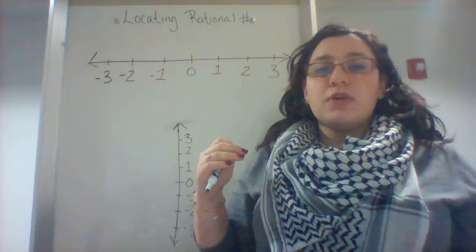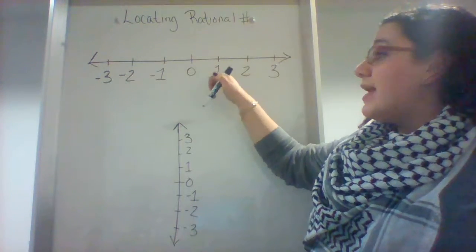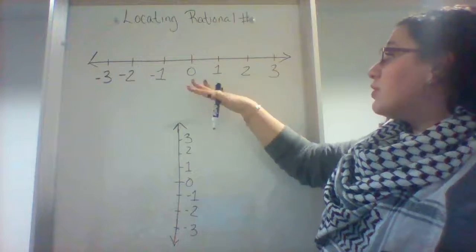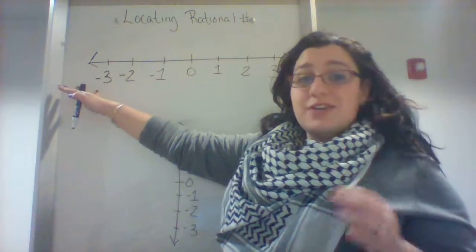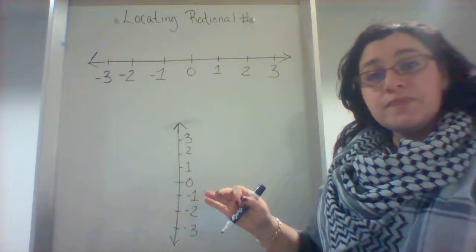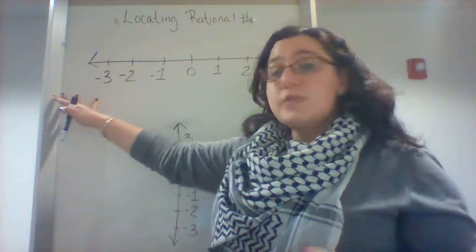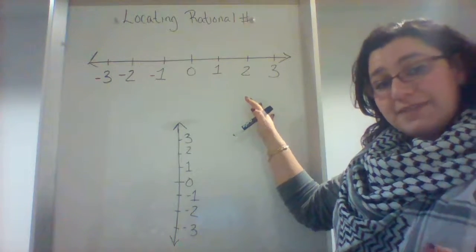So we're mostly familiar with finding positive integers, which means anything 0 and up. So 0, 1, 2, 3, all those are positive integers. Anything below 0 is considered a negative integer. An integer is just a fancy word for number. So anything below 0 is going to be considered negative, and anything above 0 is going to be considered positive.